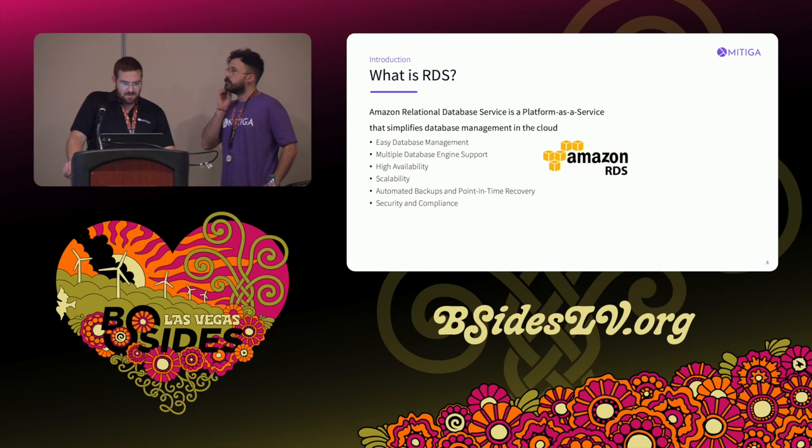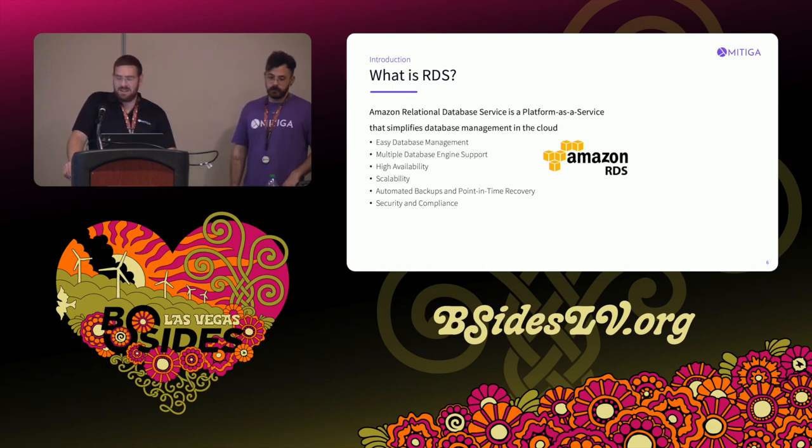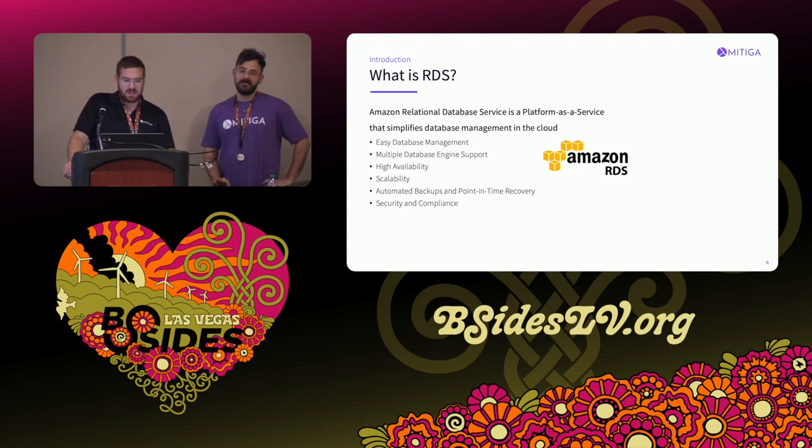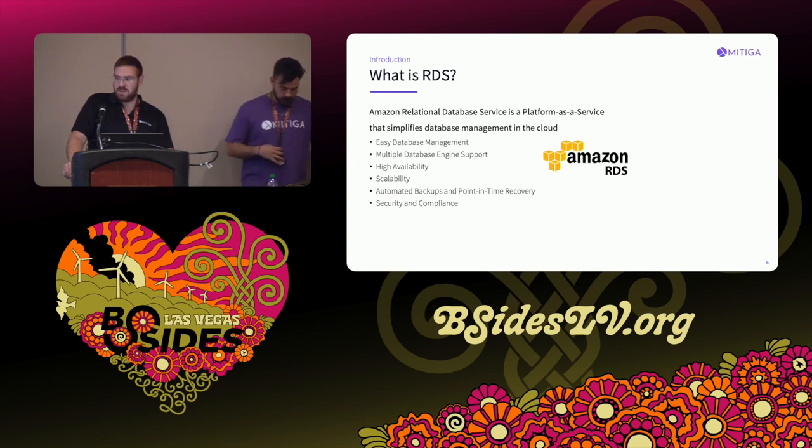What is RDS? Amazon Relational Database Service, also known as RDS, is a platform as a service that simplifies database management in the cloud. There are many great features. For example, easy database management. This service automates time-consuming administrative tasks, such as software patching, hardware provisioning, and more. All of this allows companies to focus on application development.